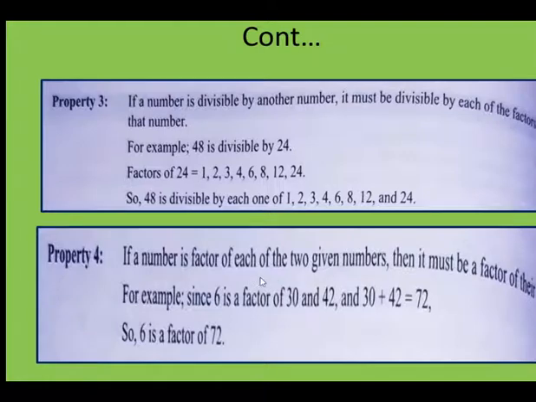If a number is a factor of each of the two given numbers, then it must be a factor of their sum. Means, since 6 is the factor of 30 and 42, then it should also be the factor of 30 plus 42, that is 72. Okay.